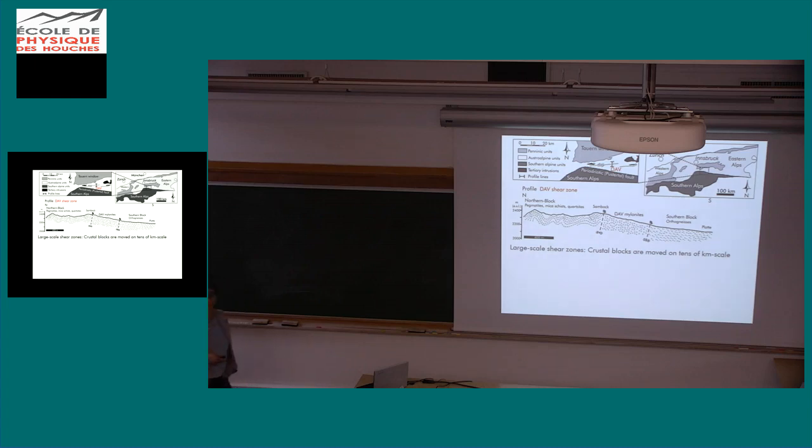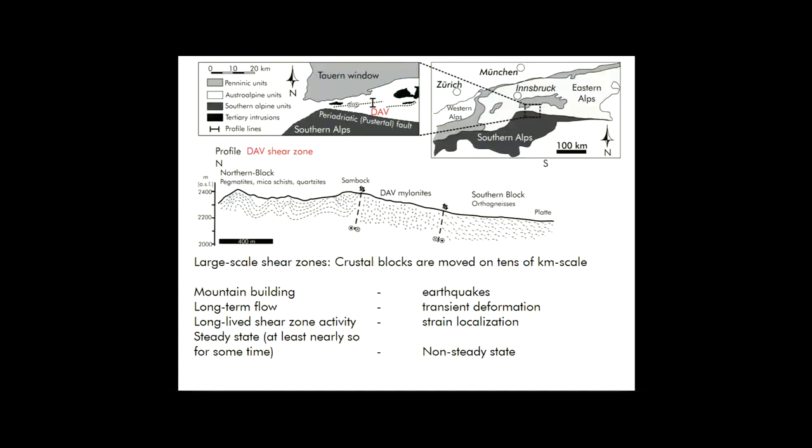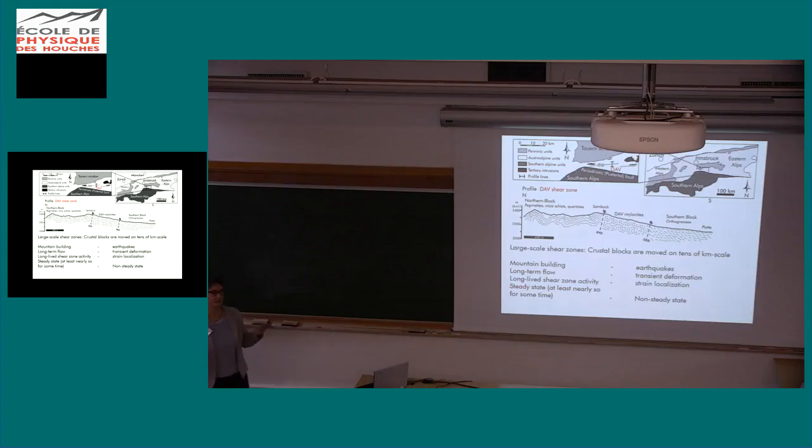The Defereggen-Antholz-Vals shear zone is a major shear zone in the system of the Periadriatic line. It's a major shear zone where crustal blocks in general are moved over scales of tens and hundreds of kilometers. So we discussed a few things during this workshop on the different temporal and spatial scales, and how to compare them and how to link them especially.